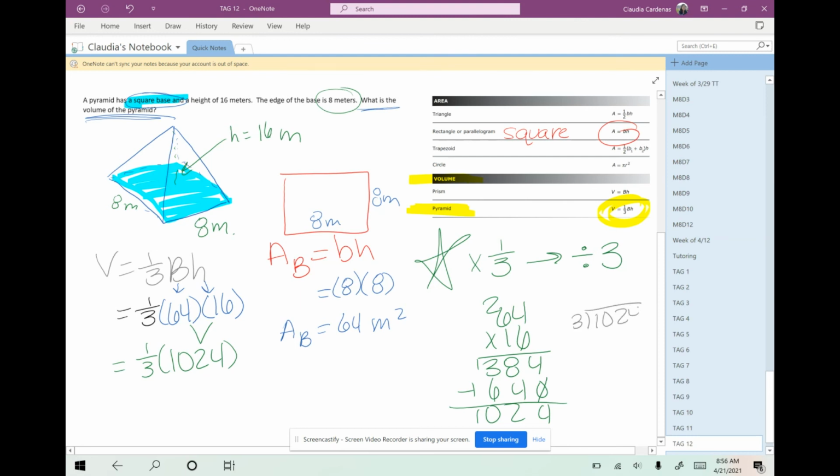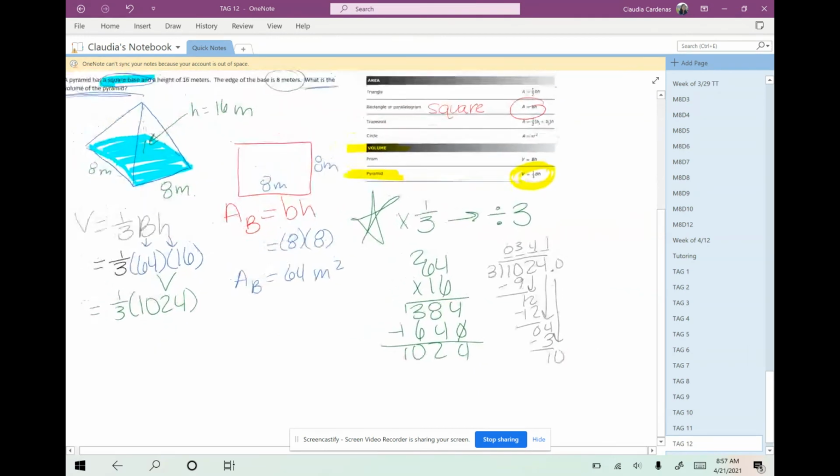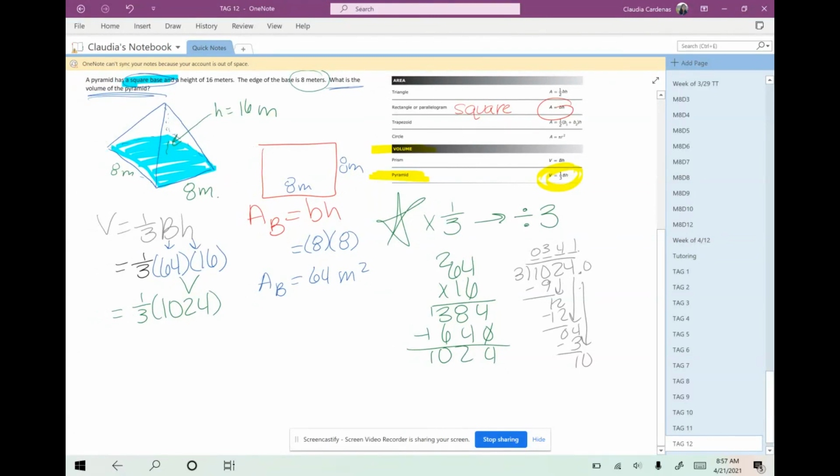So let's go ahead and set up my division. I see that 3 goes in 4. Okay, I had to zoom out a little bit because we were running out of room. 3 minus 9. I see that's a repeating decimal. So our volume is about 341.3 repeating, and our units are meters. And since this is a 3D shape, it would be cubed. So the volume is about 341.3 repeating cubic meters.